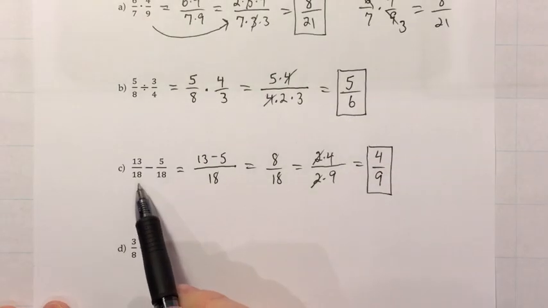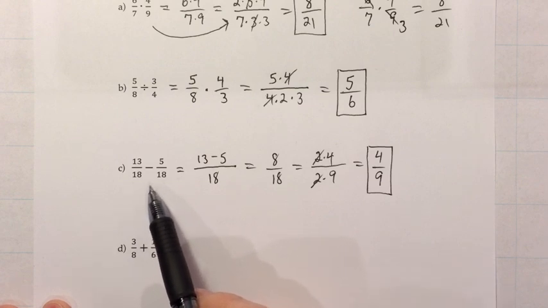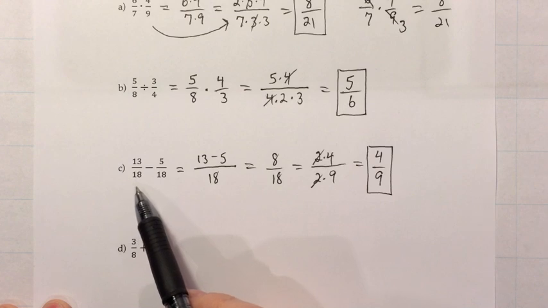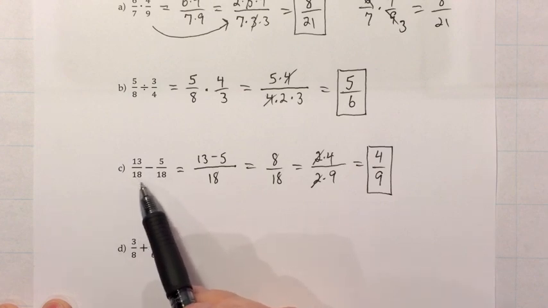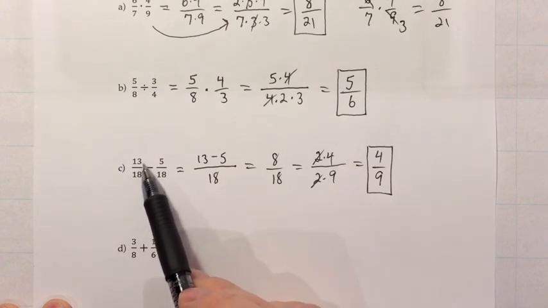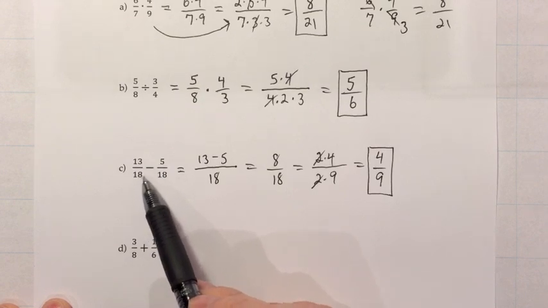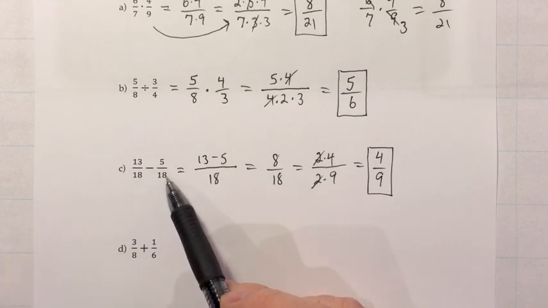Just a quick note on why it is that you keep the same denominator here. The denominator of a fraction tells you what size pieces that say the circle or square or pie has been cut into, and so this tells you what type of fraction you have, and the numerator tells you how many pieces you have. So you have 13 pieces that are each 1/18. You have 5 pieces here that are each 1/18.